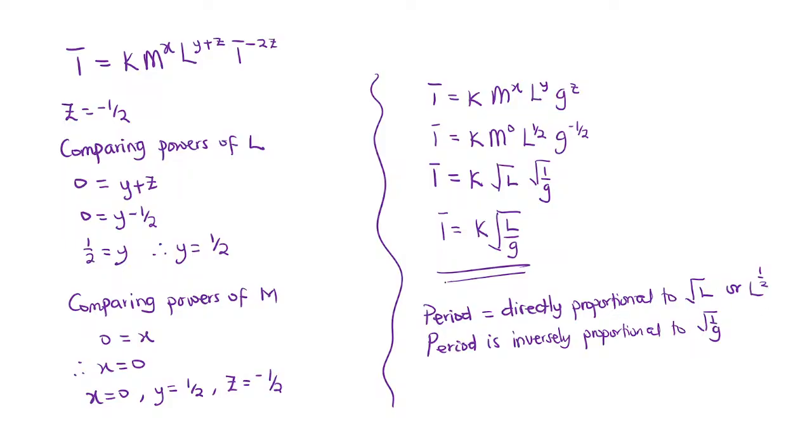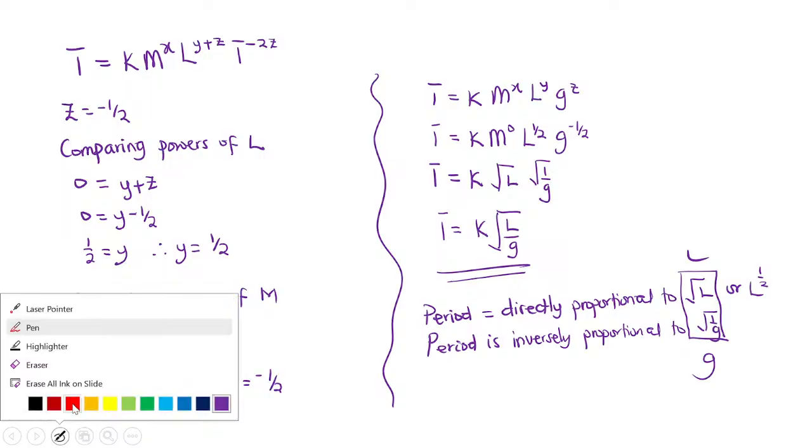Or basically, the period is directly proportional to length, and then the period is inversely proportional to acceleration due to gravity. And this is the way they are related. For the L, it is directly proportional to the root of it, and then it is inversely proportional to 1 over g for gravity. Okay, so this is how we find the relationship between expressions using dimensional equations.